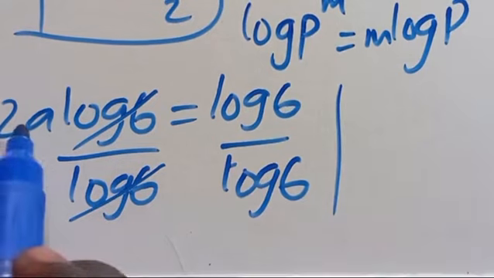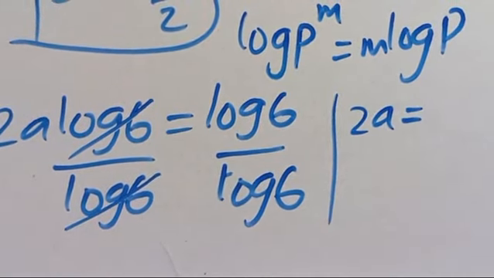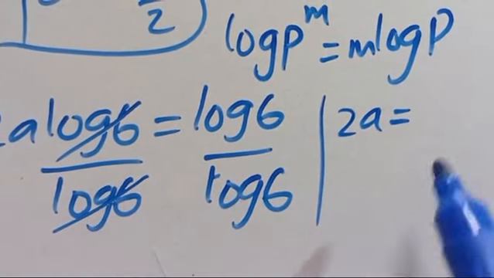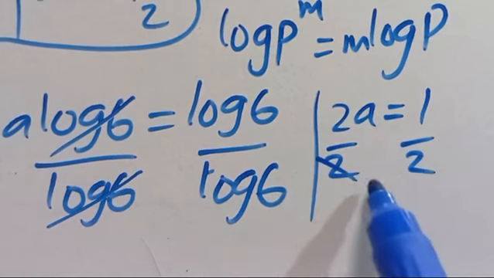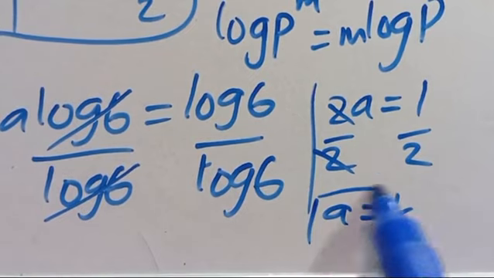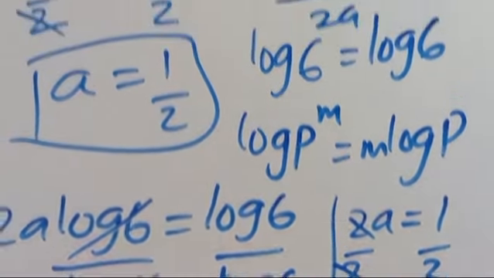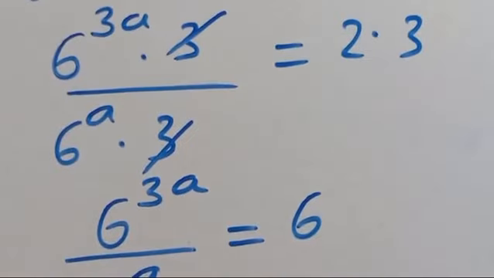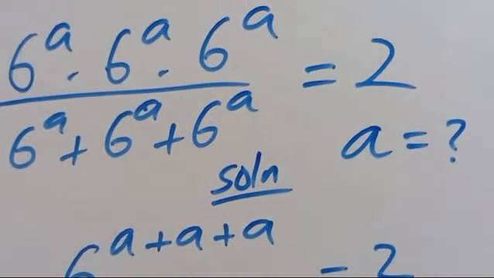So we are going to have from here 2a equals log 6 divided by log 6, which will give us 1. Dividing through by 2, this also cancels this. We have a equals 1 divided by 2. So we got the same thing with this. Then let us now check from here.